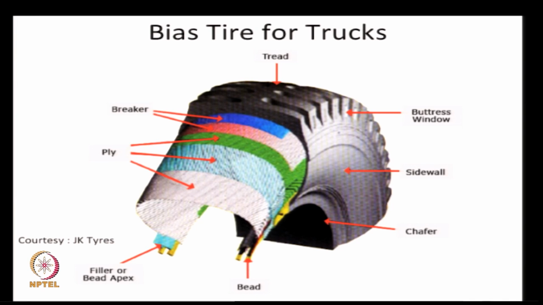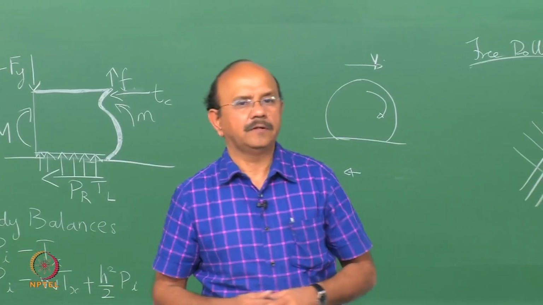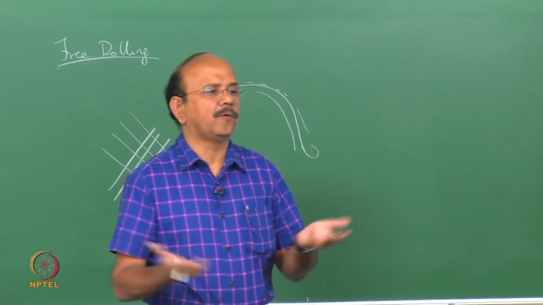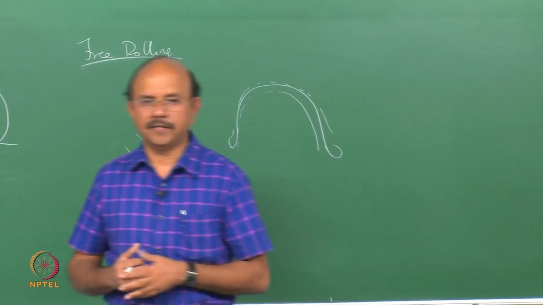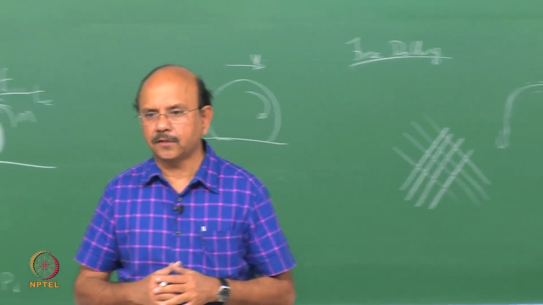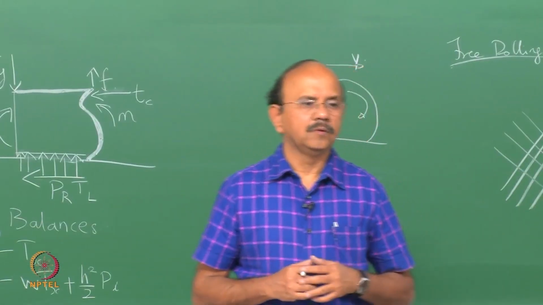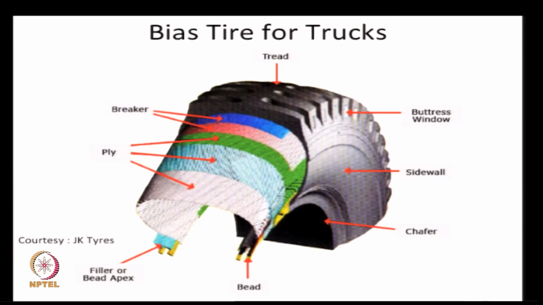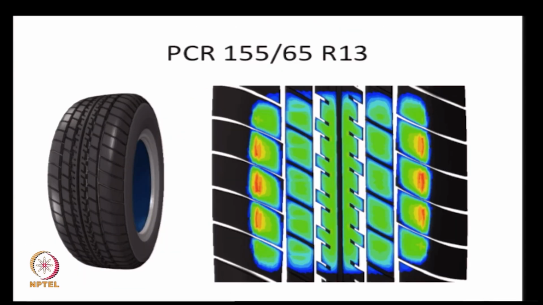Because of the way these are arranged, there's a performance difference between the bias and the radial tire. But since the bias tire has almost given way to radial tires, we are not going to talk much about it. There's no point in now comparing bias tire and radial tires. So we will concentrate on radial tires and how that works. I just wanted to say that there is also what is called a bias tire. Bias tires are still used in trucks.